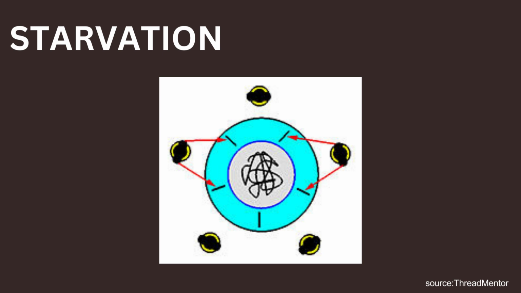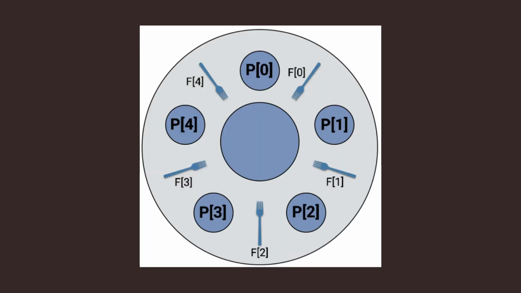Complexity. Implementing a solution to ensure fairness, prevent deadlock and avoid contention can be challenging. Scalability. Scaling the problem to accommodate more philosophers or resources can make it even more complex. Solving these issues requires careful synchronization and proper resource management techniques. Here is one possible solution.